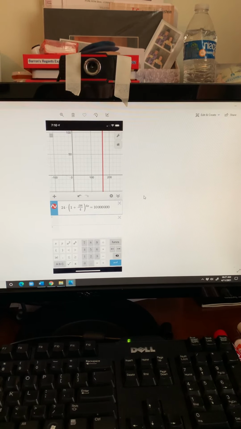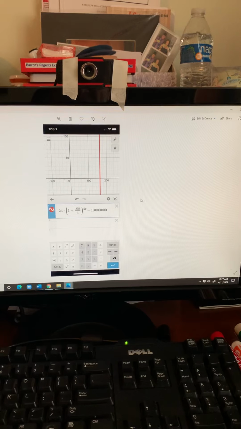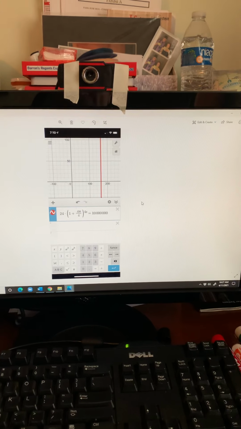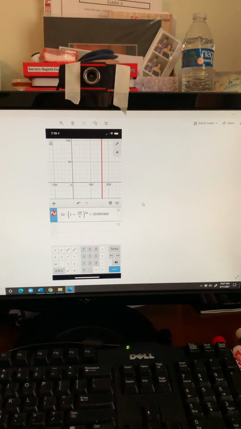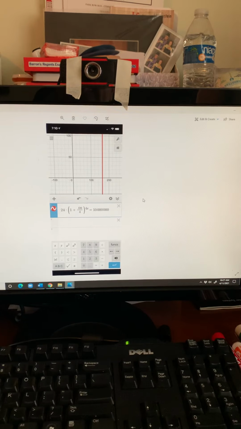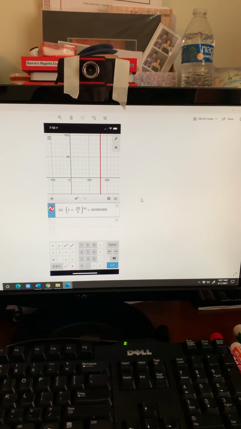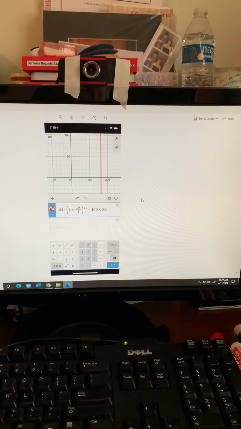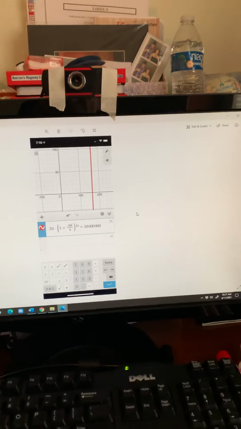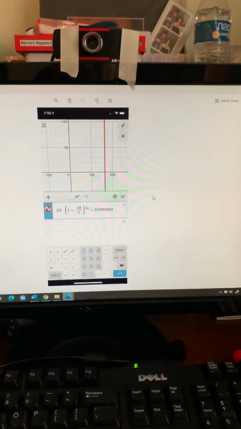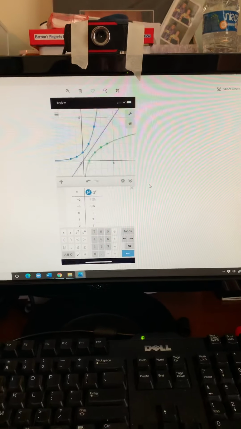Here's another equation. We'll interpret this later on. It looks like the solution here, x is around maybe 160 or so. We'll find this later on and interpret it.